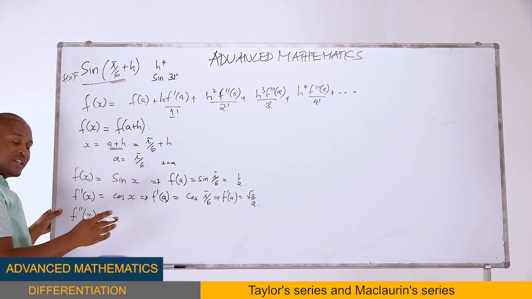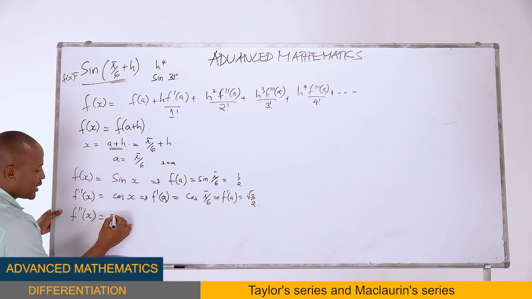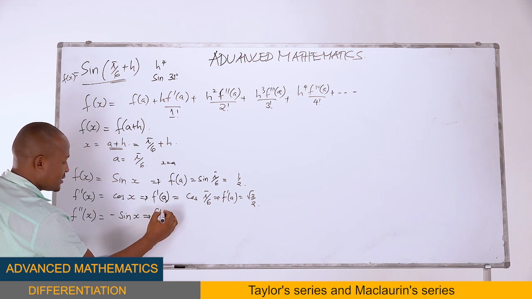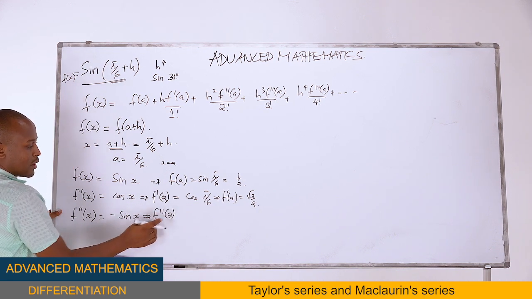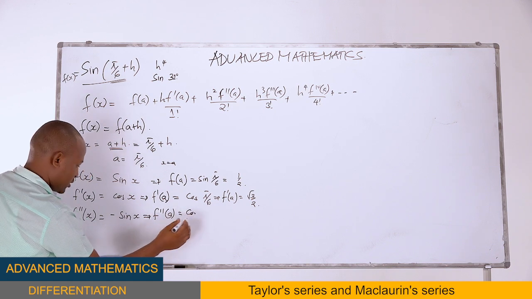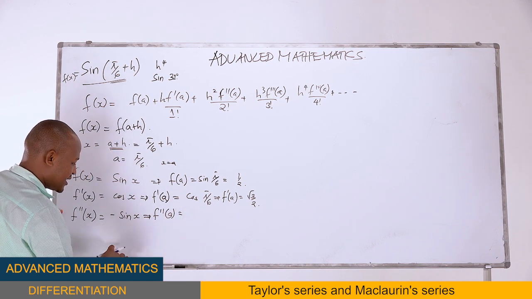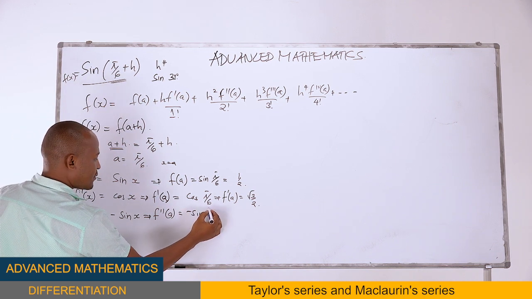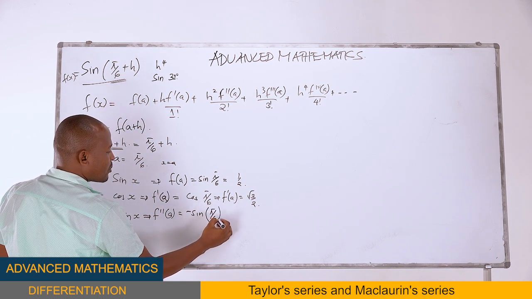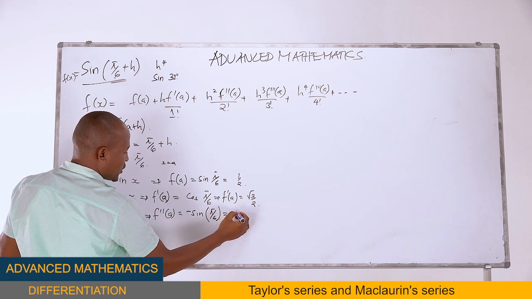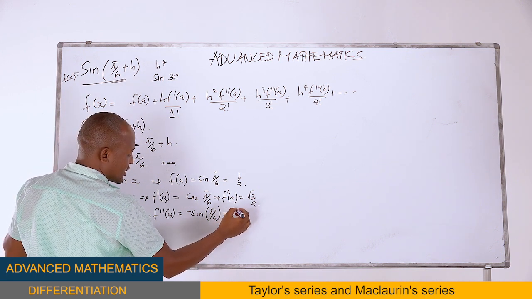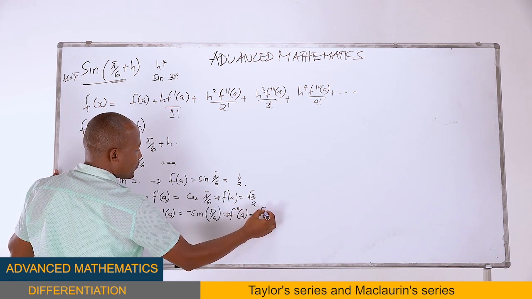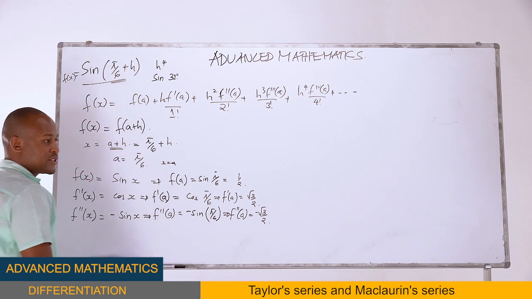We know that when we differentiate cos x, we get negative sine x. Evaluating that, we get negative sine of pi over 6, which implies f double dash of a equals negative root 3 over 2.